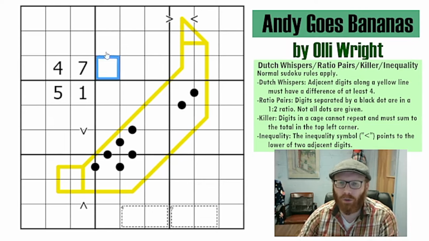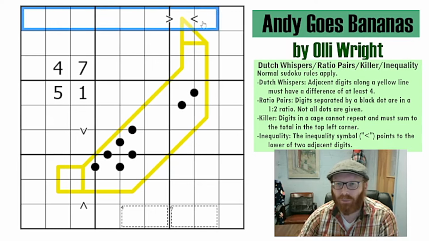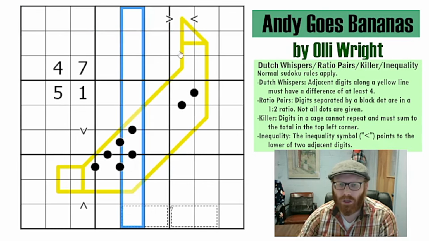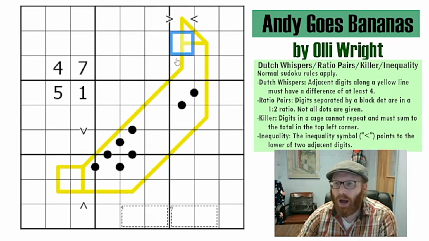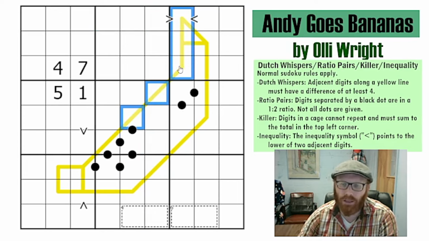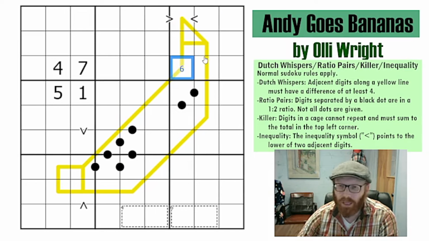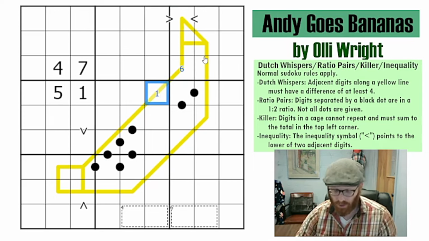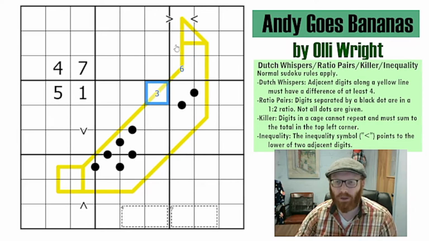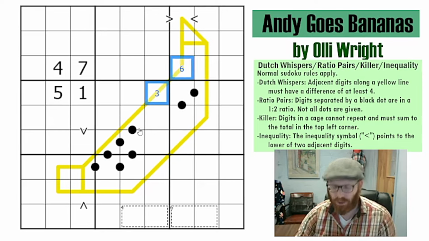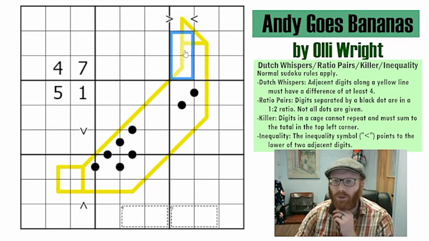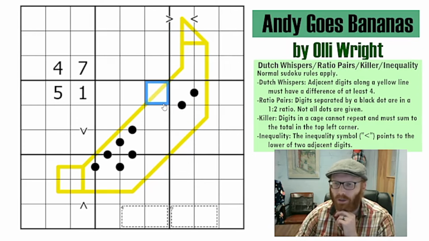The rules are normal Sudoku rules apply. So we're going to put the digits 1 through 9 in each box, in each row, and in each column without repetition. We have this yellow banana drawn in the grid. Digits along a yellow line must have a difference of at least 4. So if this was a 6, you could put a 2 here or a 1 here, but you could not put a 3 here because those digits only have a difference of 3. That goes for every adjacent digit connected along the line.